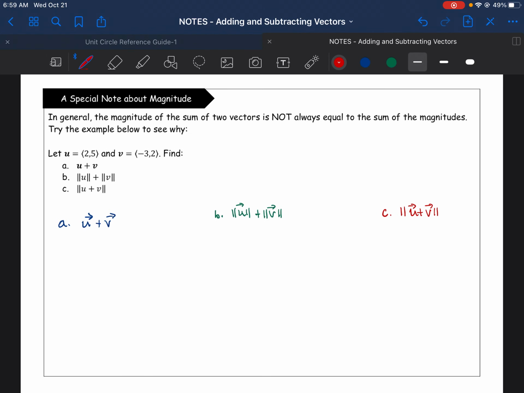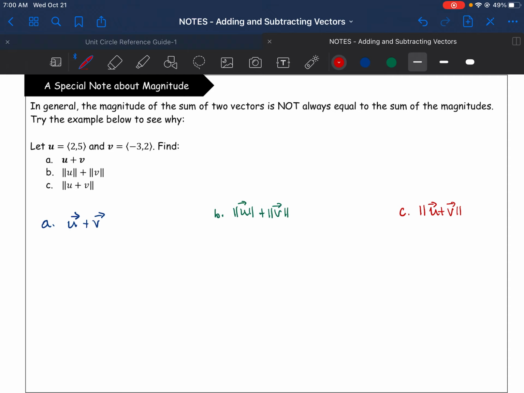One last thing we want to talk about here in today's video is a special note about magnitude. So in general, it'd be tempting to say that the magnitude of the sum of two vectors is equal to the sum of the magnitudes, but it actually doesn't work out that way. Here's an example of why it doesn't work out.